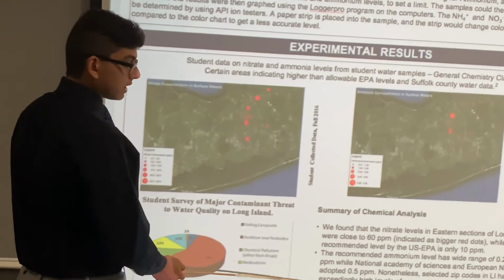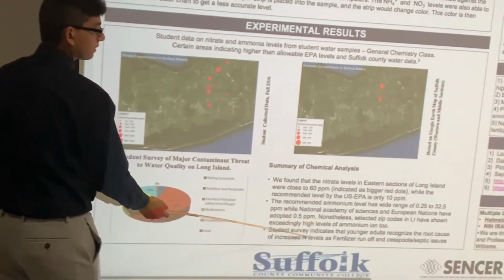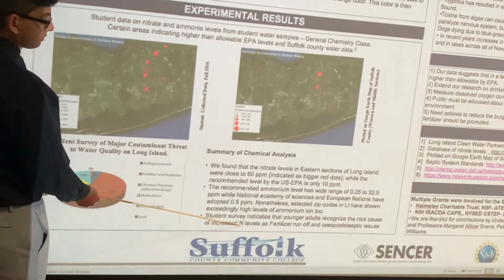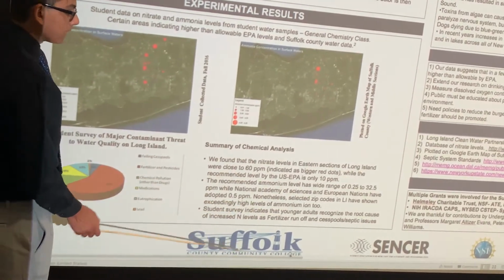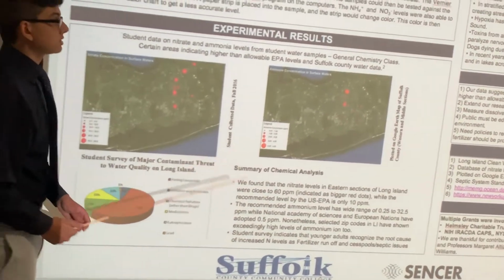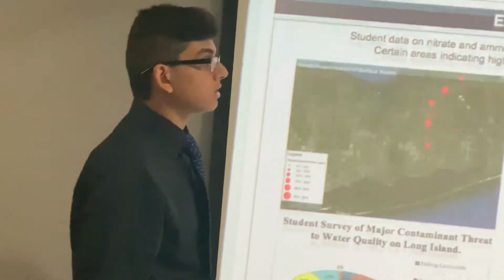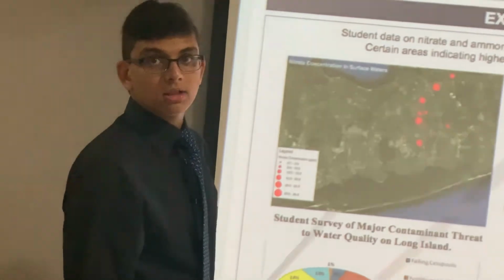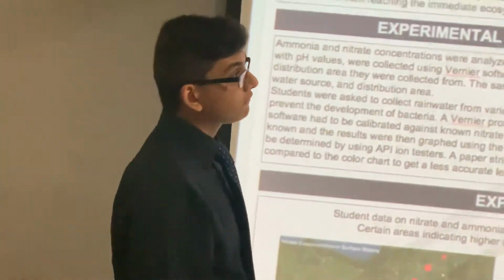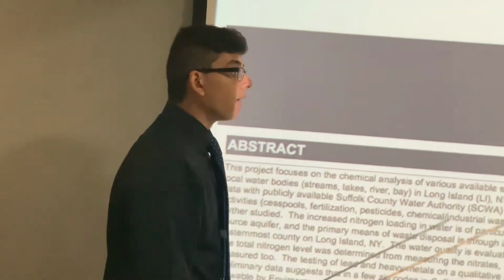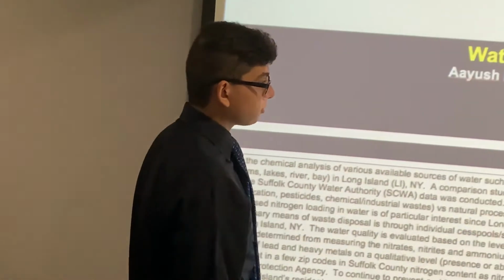So the students surveyed before that younger adults recognize the root cause of increased nitrogen levels as fertilizer runoff and cesspools and septic issues. Now focusing on the nitrogen cycle. The nitrogen cycle is a cycle of biological processes where nitrogen flows through living and non-living things. Nitrogen is also found in our drinking water.